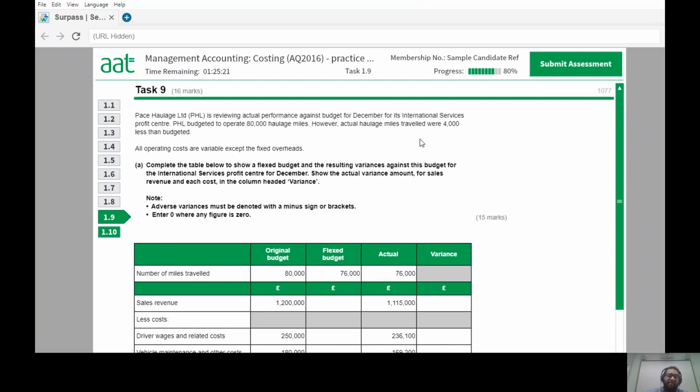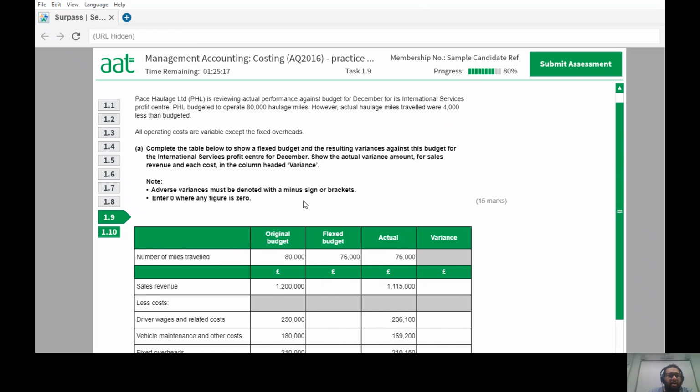We still got 1.5 hours to go. So let's see, 1 hour 25 minutes.